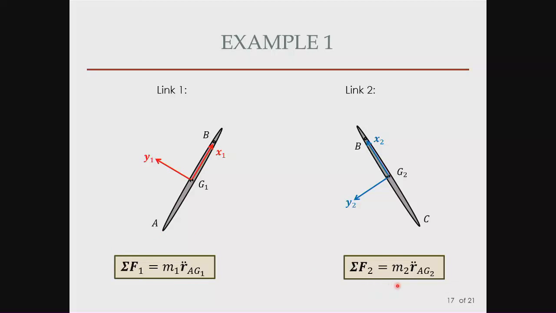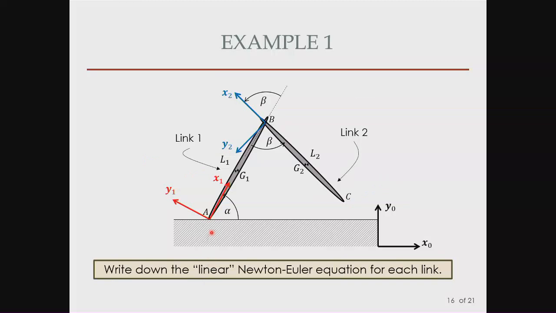Now, why point A, not O? I said we need to have a fixed point, right? But in this example, A is a fixed point. Why? I defined it a long time ago. Assume in this problem, A is a fixed point. Okay?